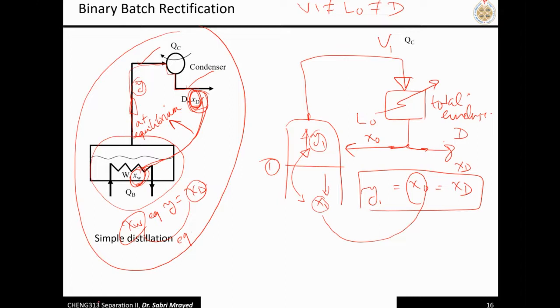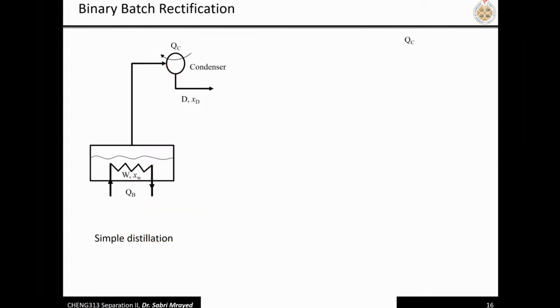So, therefore, in the simple model here, xW and xD are at equilibrium, related by, let's say, y equals kx, a simple model.